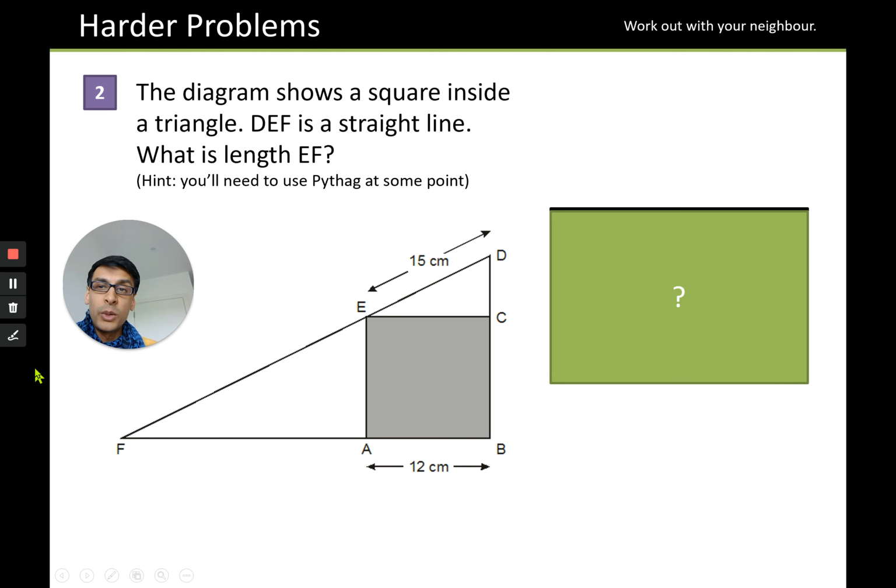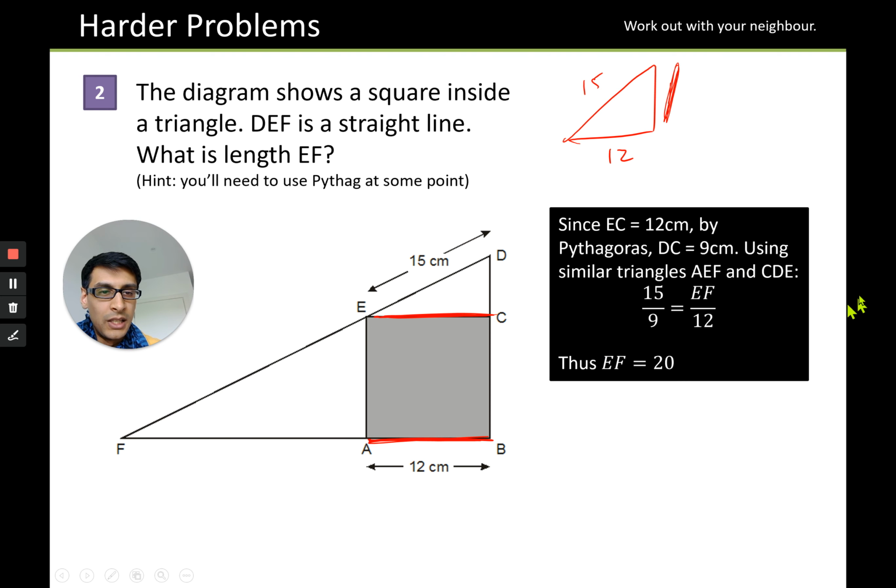Okay, so there's a clue in the question. I'm going to go through it now. The clue is the fact that this is 12, which means that's 12. So then you end up with a right angle triangle with a base 12 and a hypotenuse 15. You can then subsequently work out this length, which I have done here. So the length turns out to be 9. And then once you know the length of that small triangle, you can then scale it up to work out EF.